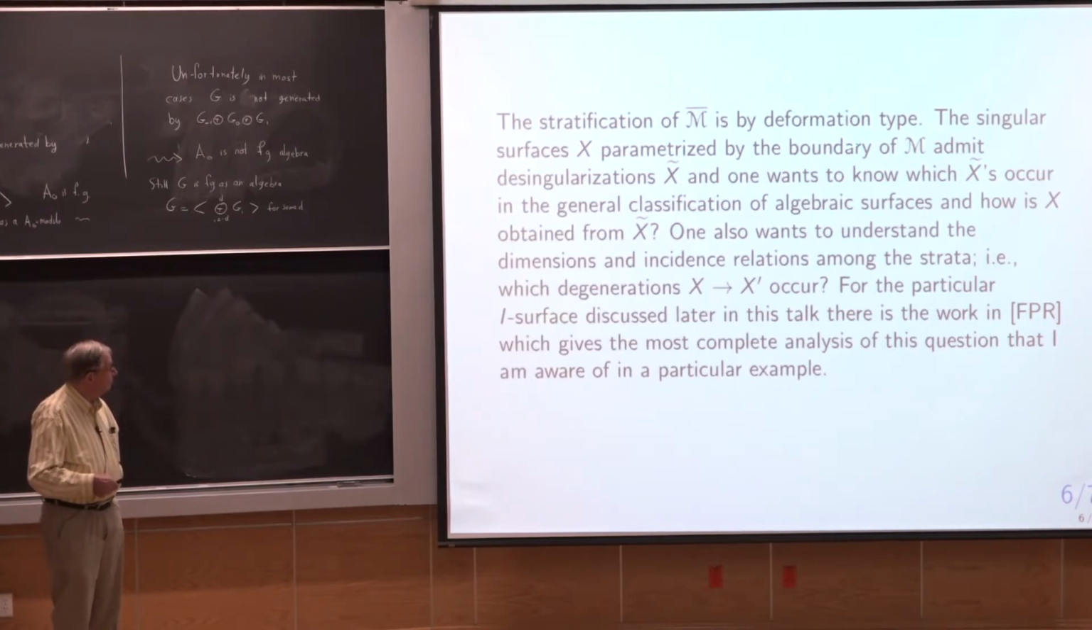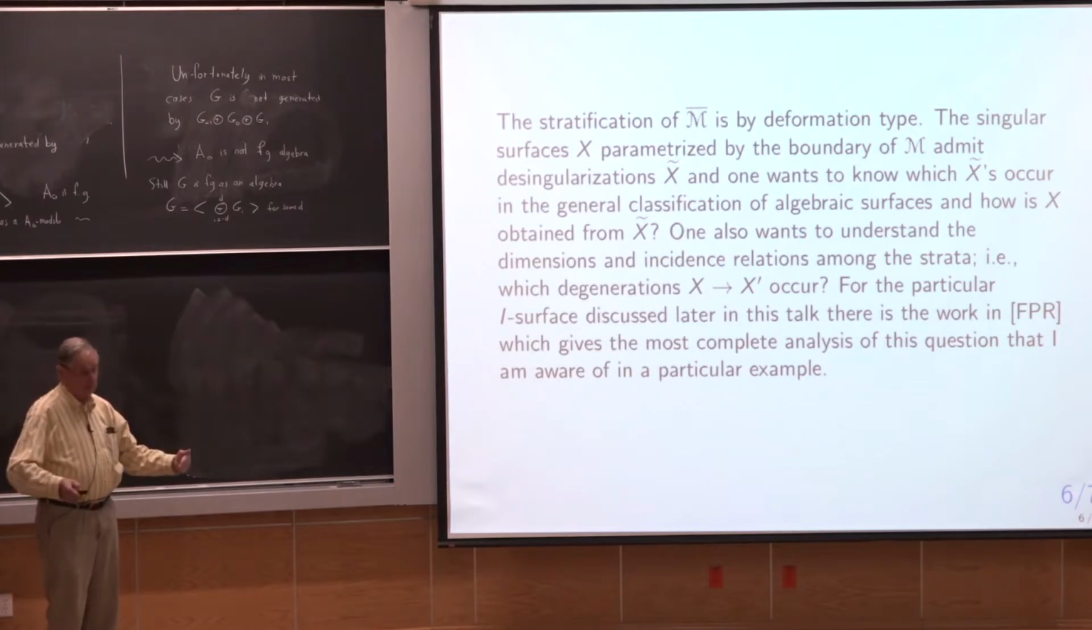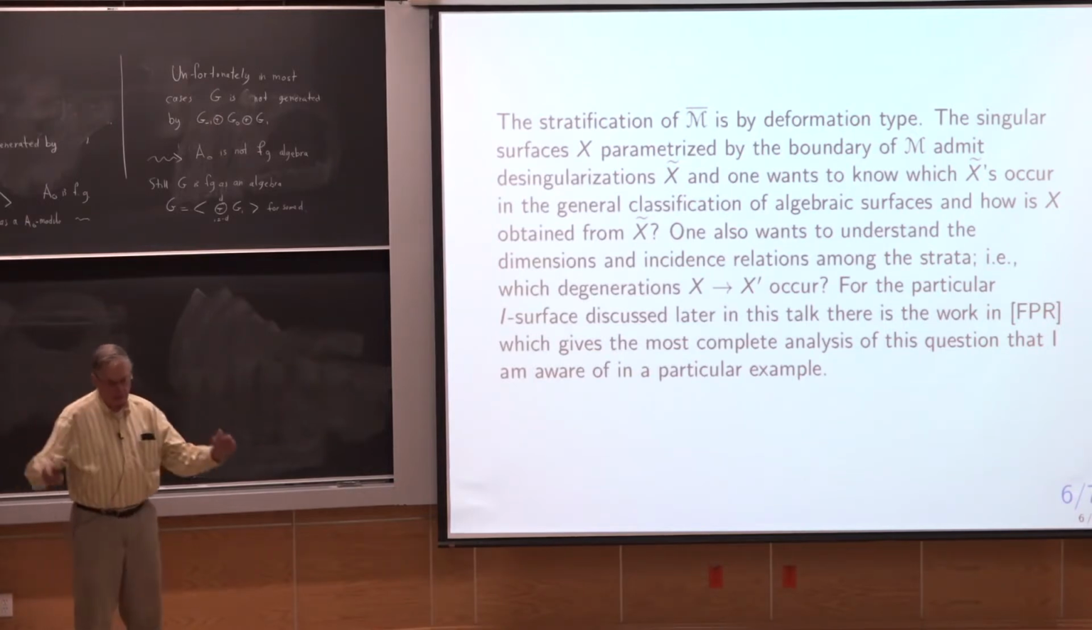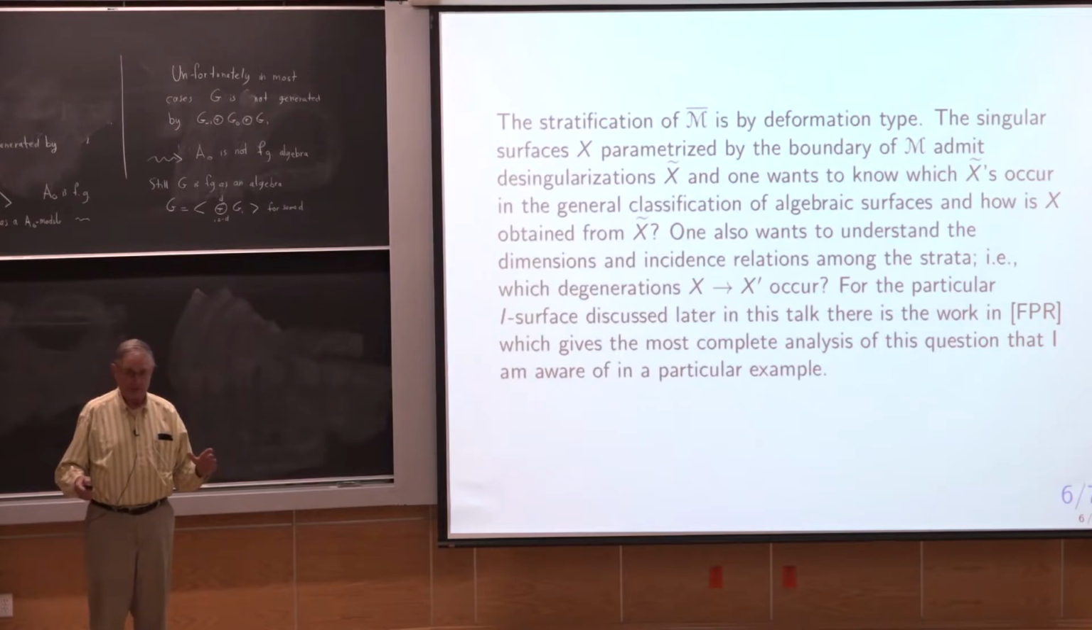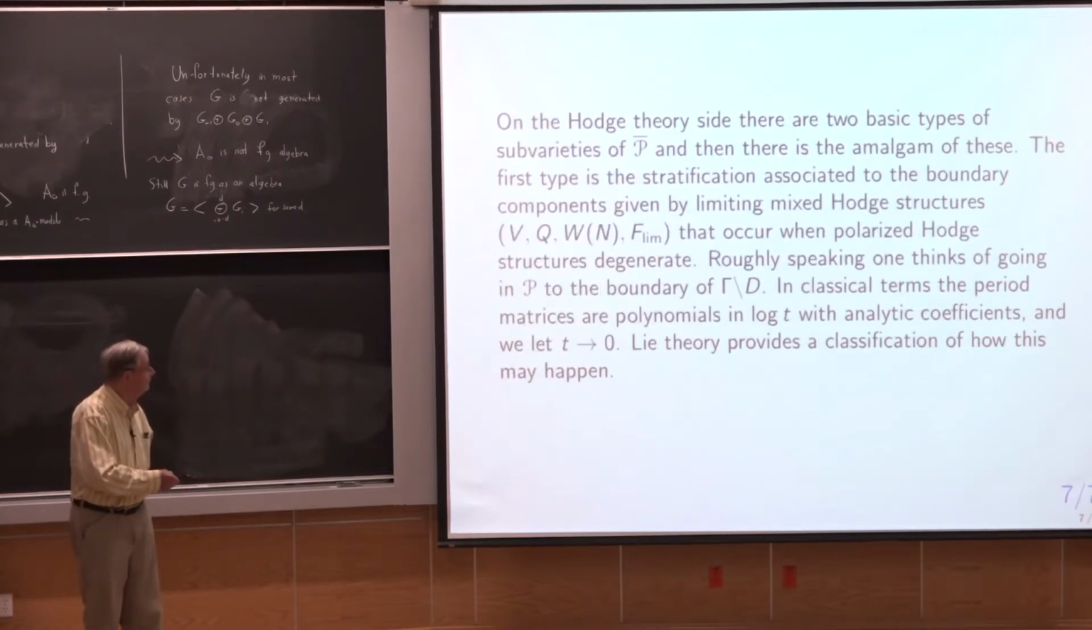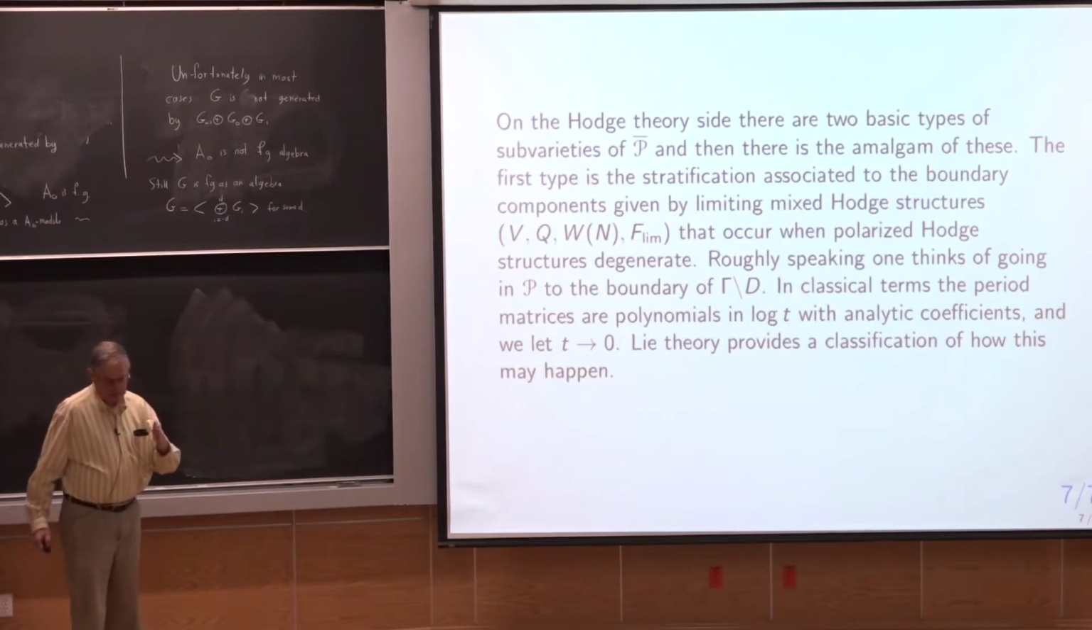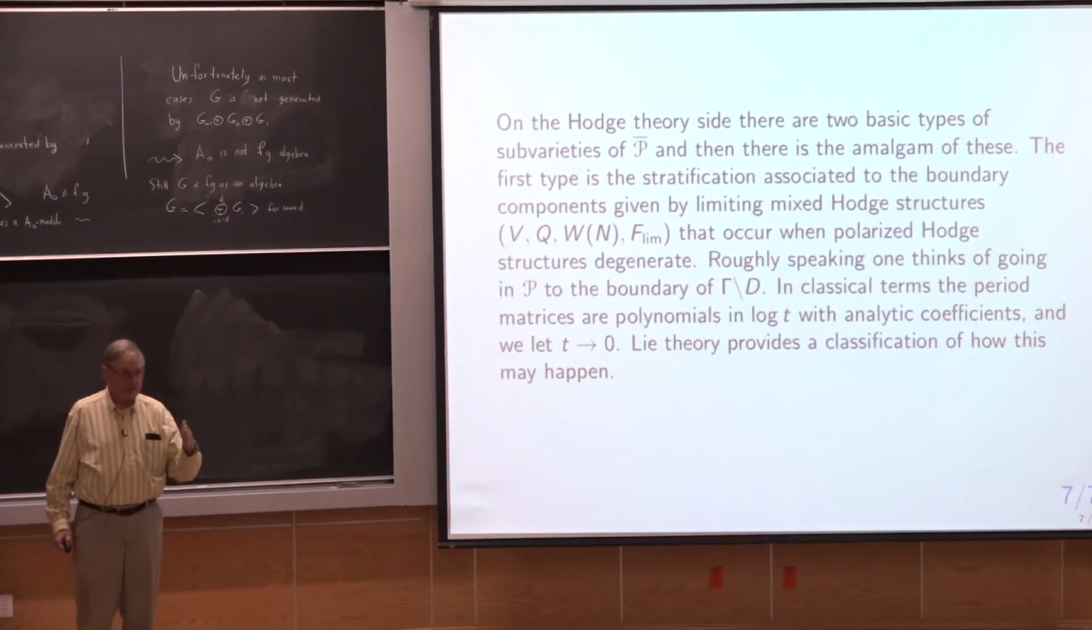So one wants to know what surfaces occur on the boundary, what are their desingularizations, just how do they fit together? What is the picture, the global picture of the moduli space or a given type of algebraic surface? So that's the algebro-geometric side, the algebro-geometric stratification of moduli.